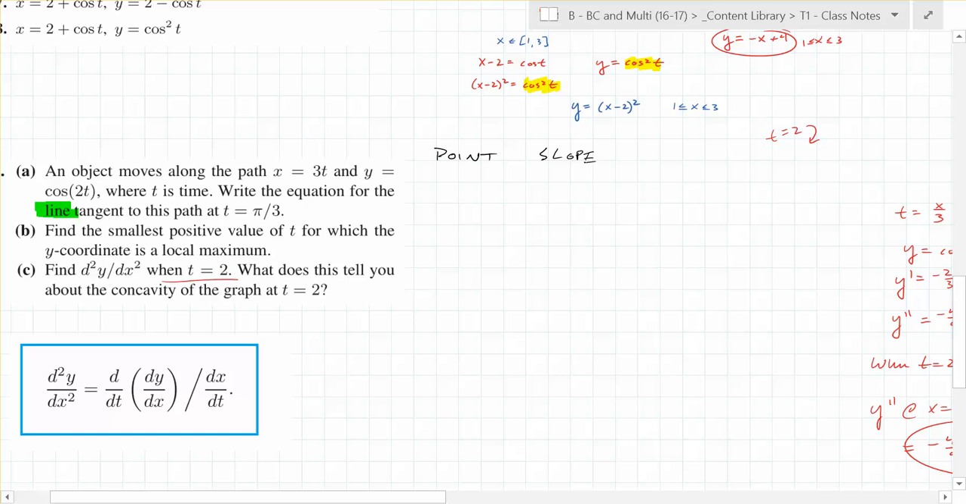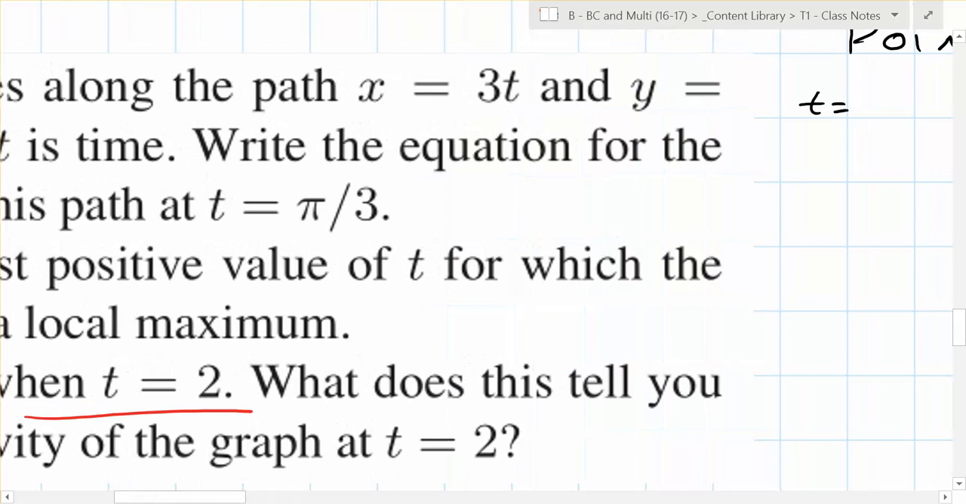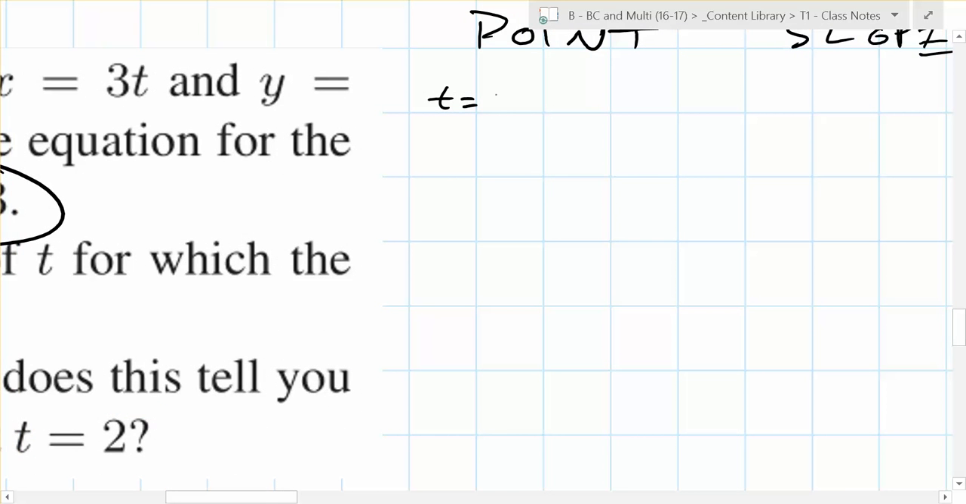How do you find the point? It's when t is equal to pi over 3, and x of t is 3t. So it's x of pi over 3. So the point is just going to be 3 times pi over 3, which is pi. My writing is going to be worse because of the Band-Aid.